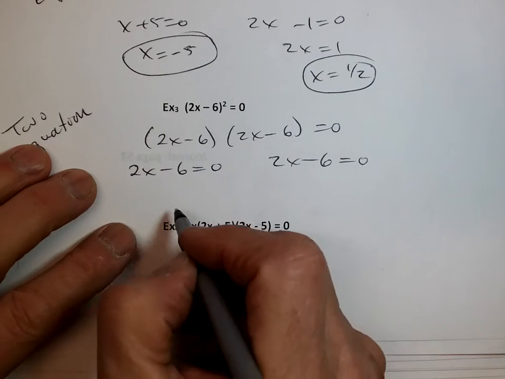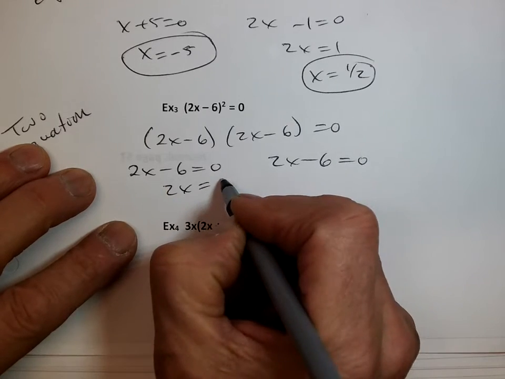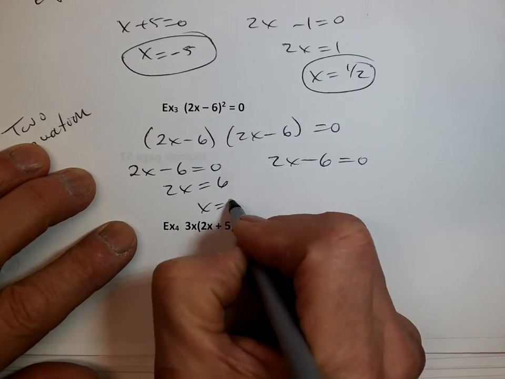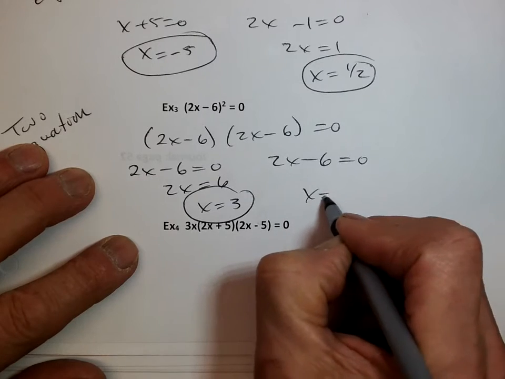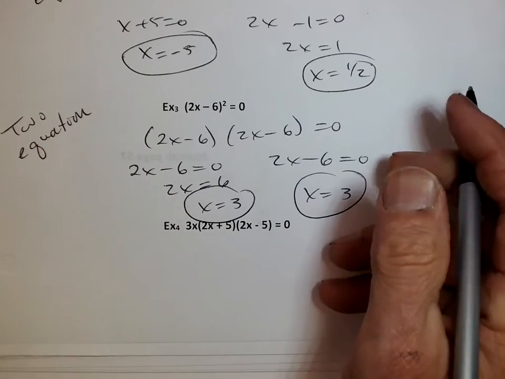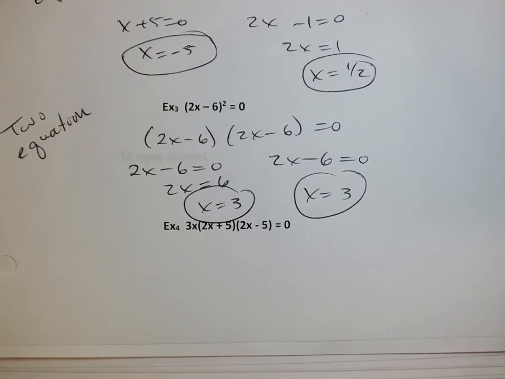Okay, so plus 6, 2x equals 6, divided by 3. So x equals 3, x equals 3. It's the same answer, yes. Dallin, it is one answer, but we're going to call it twice. And there's a reason why.